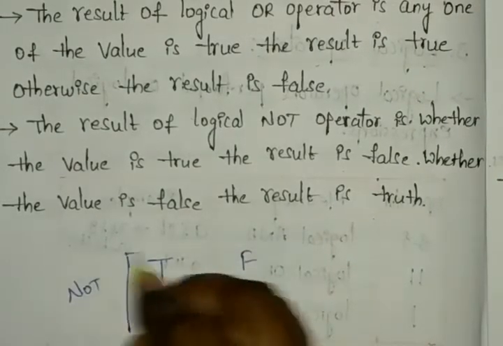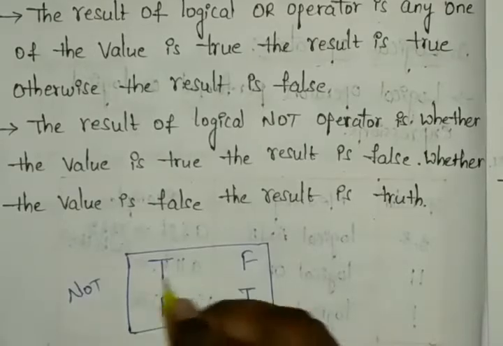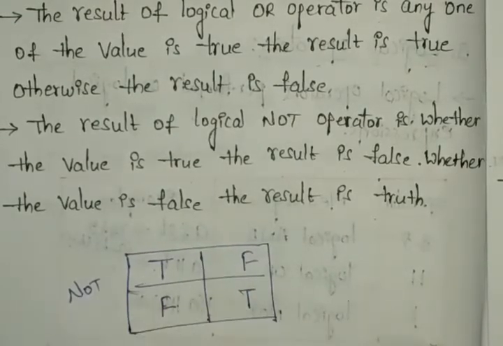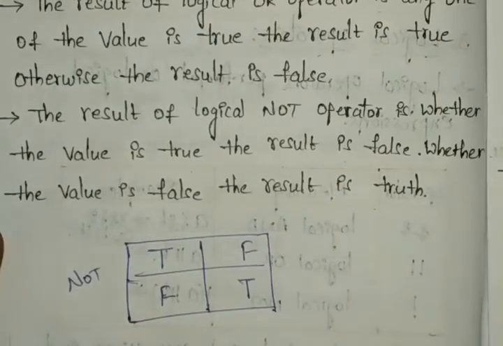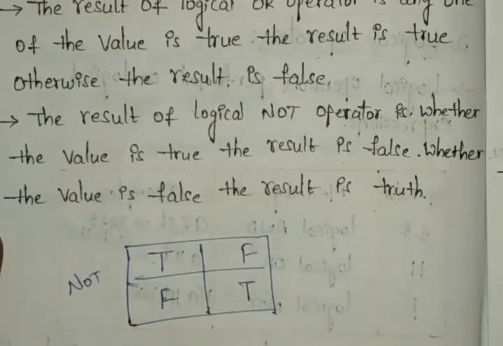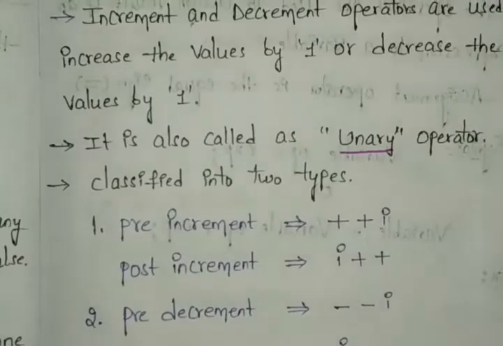Okay, so whatever the user is giving, it performs the opposite for this. If you are giving true, that gives the output false. If it is false, that gives the output true. And next we have the fourth one, that is the increment and decrement operators.